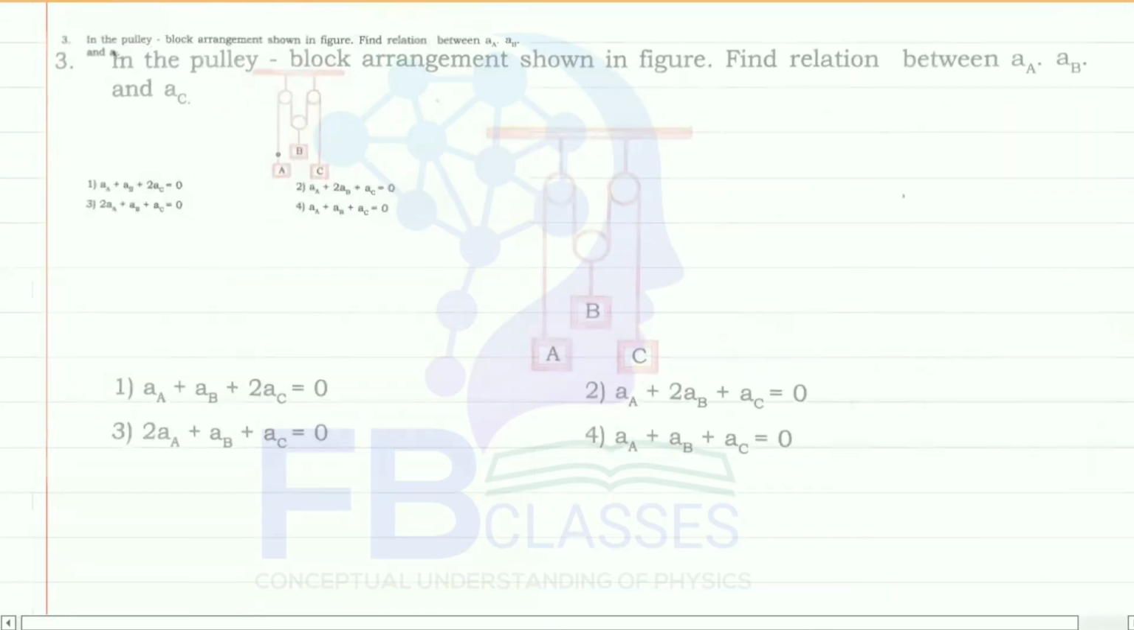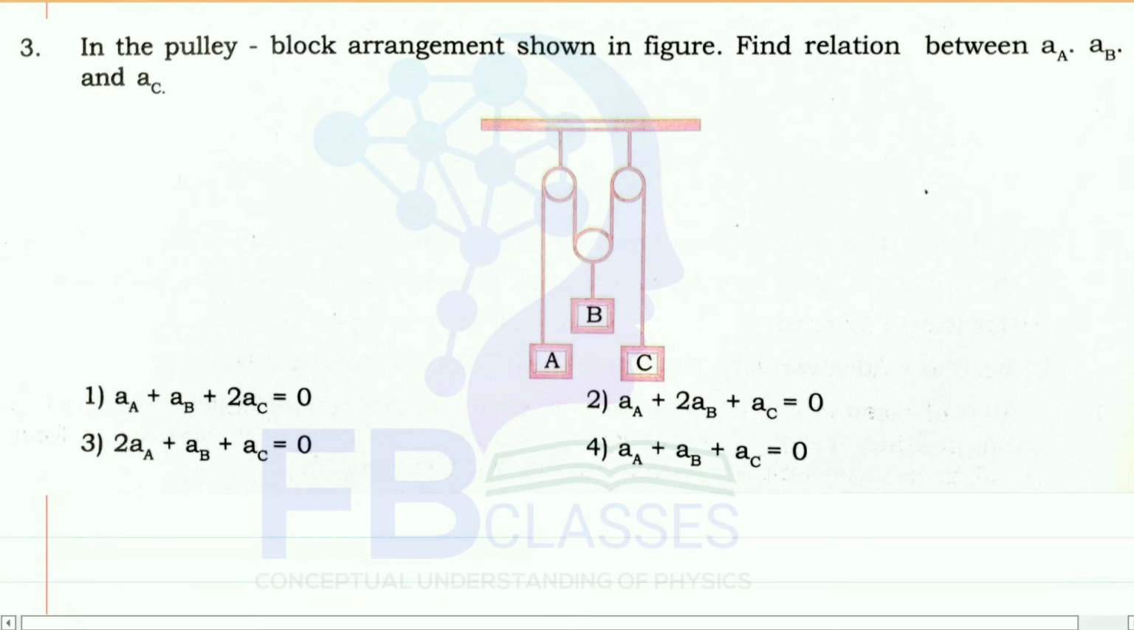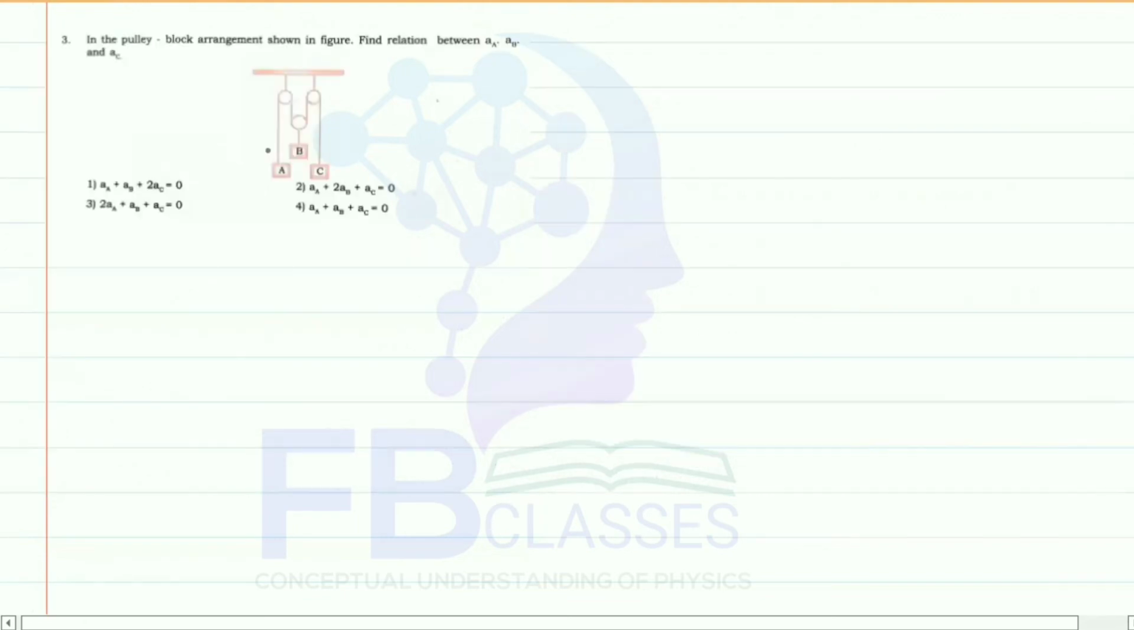My dear students, I am going to read the question. In the pulley block arrangement shown in the figure, find the relation between aA, aB and aC. So I am going to draw the tensions. So only one string is there. Throughout the string I took T, and for the B block I took 2T.